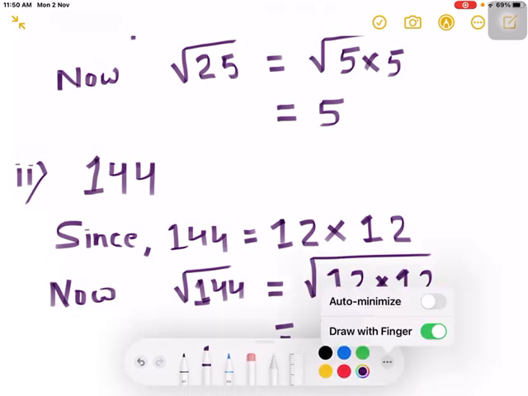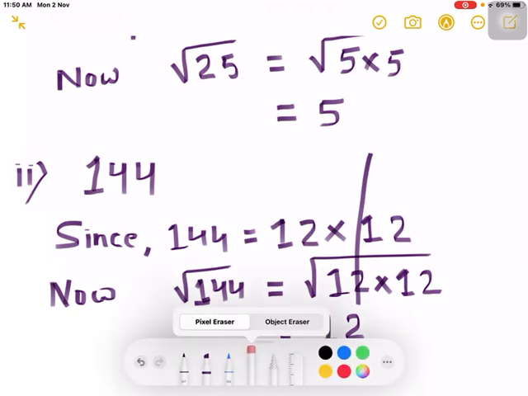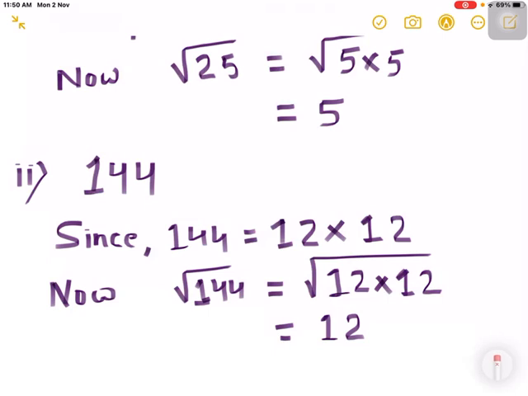This is how we write the answer, and this is how we find the square root of different numbers. In this way you can find more square roots of different numbers, which are given in our exercise 1F. We have 4 questions there, and 2 questions we have done right now, and 2 questions you can do yourself.